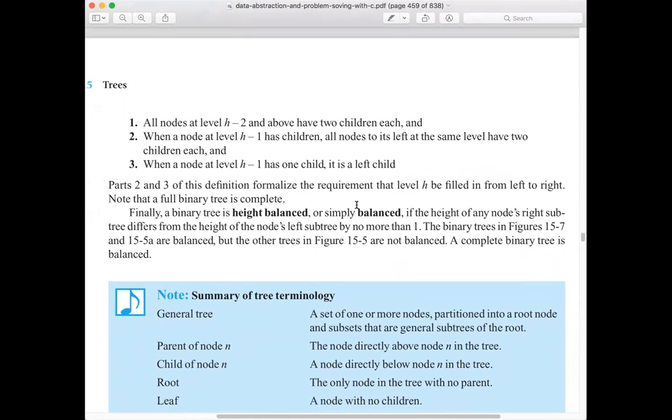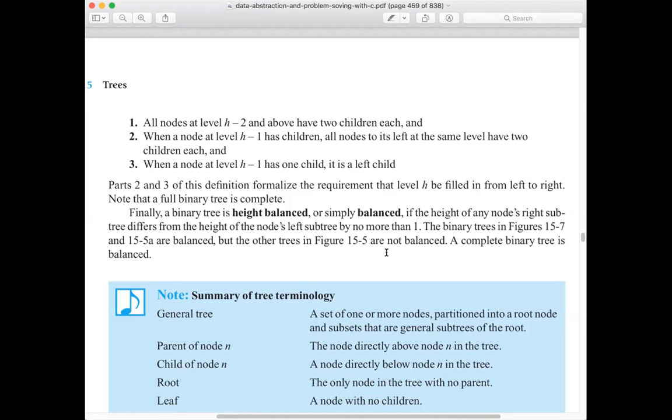Okay, so here, a binary tree is balanced if the height of any node's right subtree differs from the height of the node's left subtree by no more than 1. That's a pretty technical definition, and we're probably just going to have to go with that sort of formal definition. If I give you a tree and ask, is this binary tree balanced? You're basically just going to have to apply the definition, right? Look at every node in the tree, find the height of that node's right subtree and left subtree, and make sure that they differ by no more than 1. Okay?